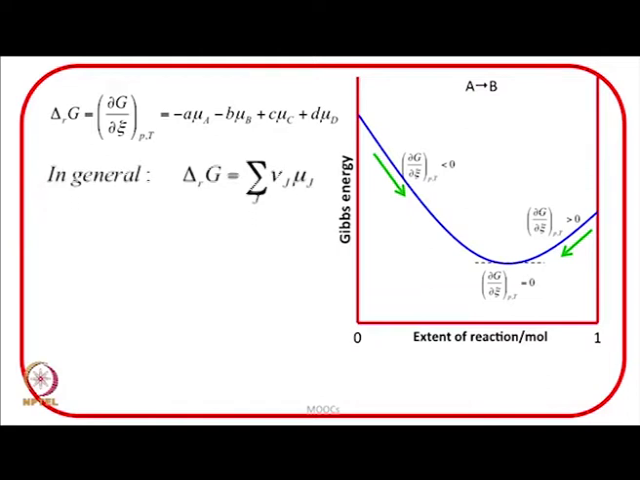And then we discussed that this reaction Gibbs function can be expressed, this is an expanded form of this summation. So, in general we can write the reaction Gibbs function as summation over j of nu j mu j, where nu j is the stoichiometric number, positive for the product and negative for the reactant. Okay.